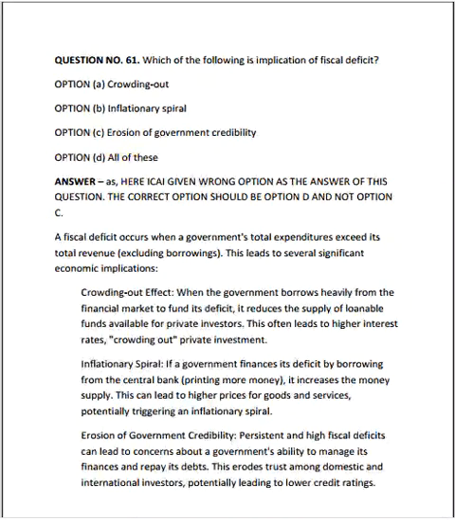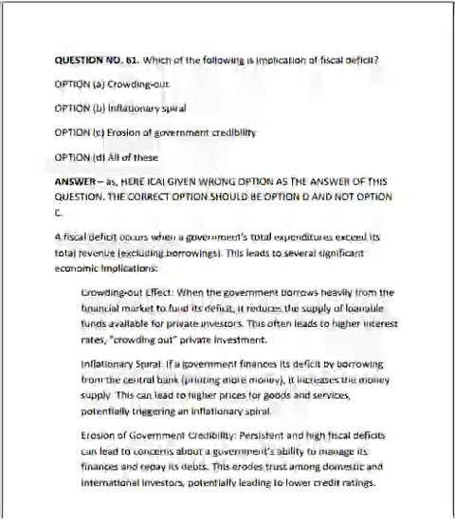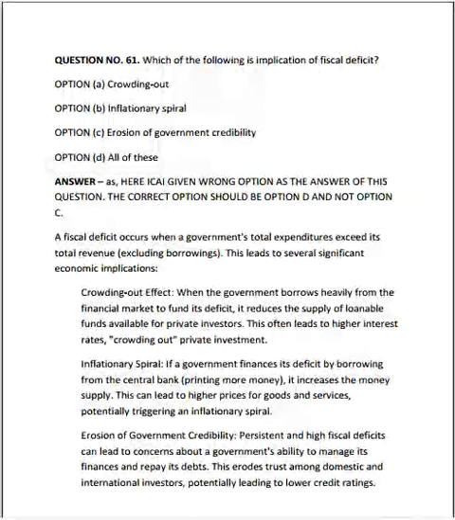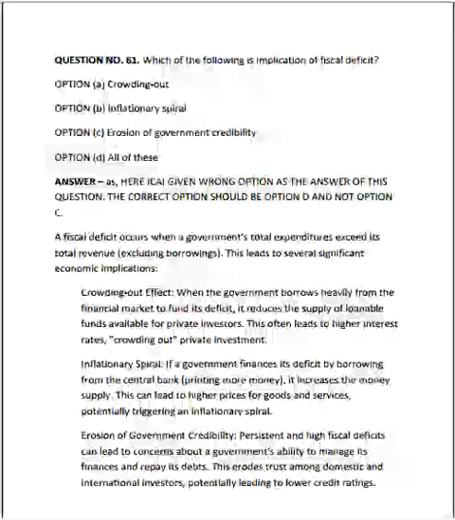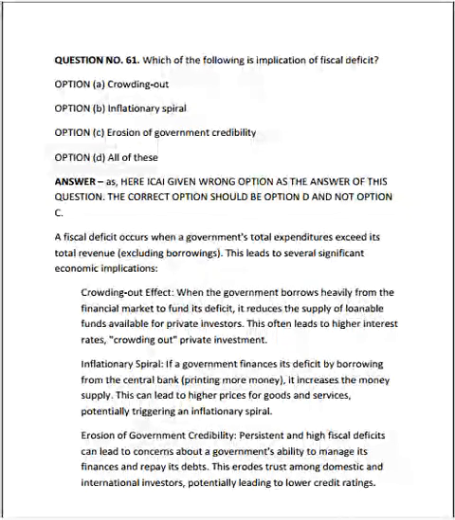Question No. 61. Which of the following is implication of fiscal deficit? Option A, Crowding out. Option B, Inflationary spiral. Option C, Erosion of government credibility. Option D, All of these. Answer, D. Here ICAI has given the wrong option A as the answer to this question. The correct option should be option D and not option C. A fiscal deficit occurs when a government's total expenditures exceed its total revenue, excluding borrowings.